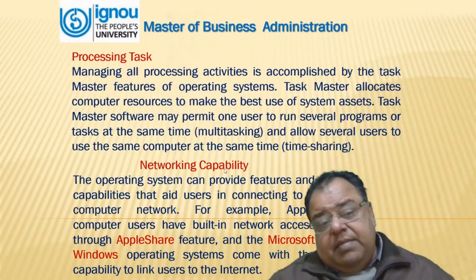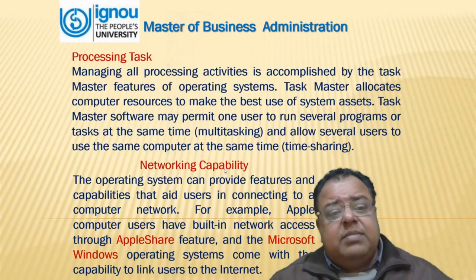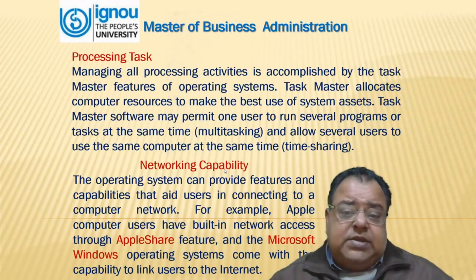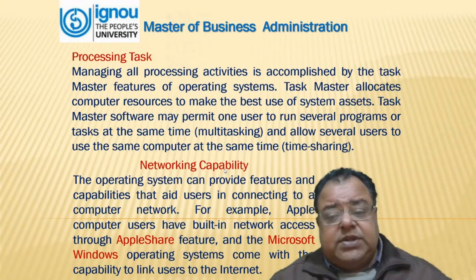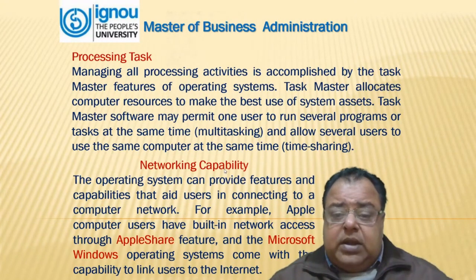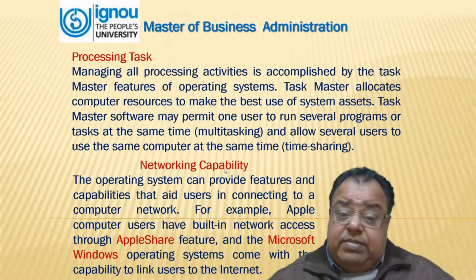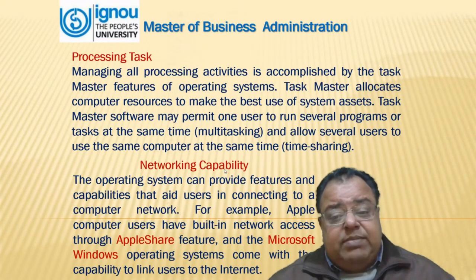Processing tasks. Managing all processing activities is accomplished by the task manager. Task manager allocates the computer resources to make the best use of system assets. Task manager software may permit one user to run several programs or tasks at the same time, that is multitasking, and allow several users to use the same computer at the same time, that is time sharing.